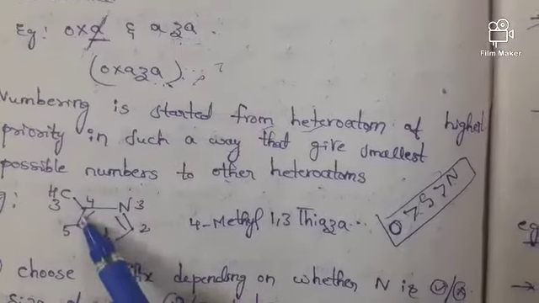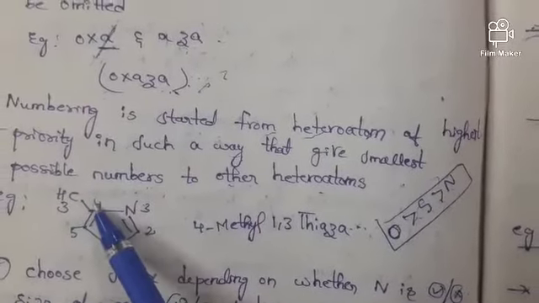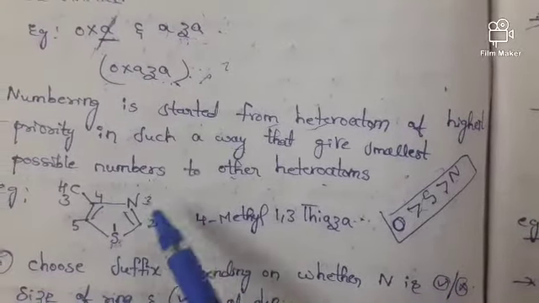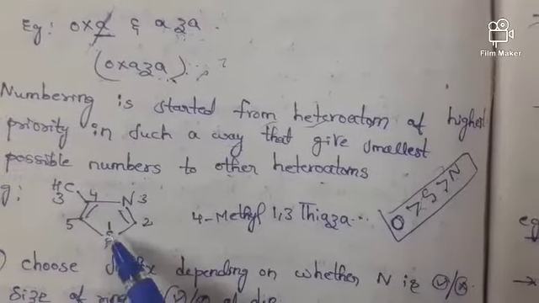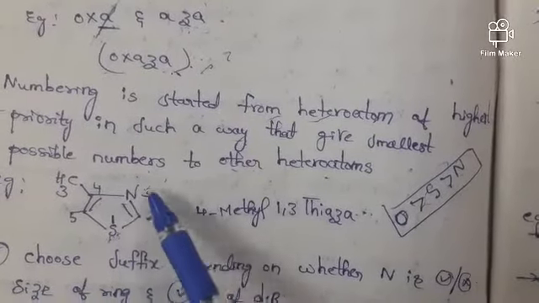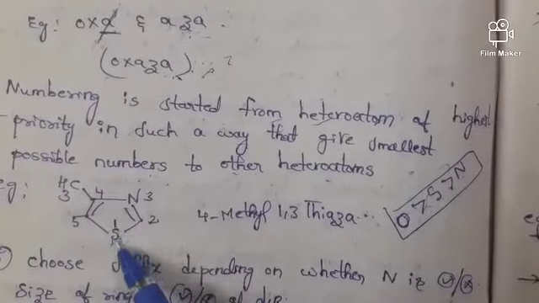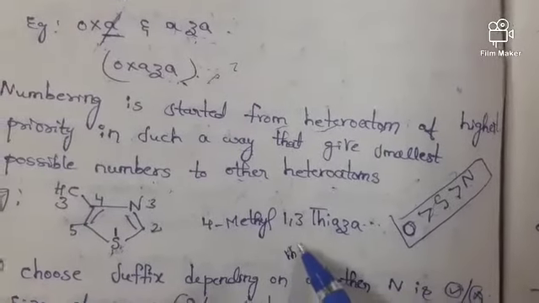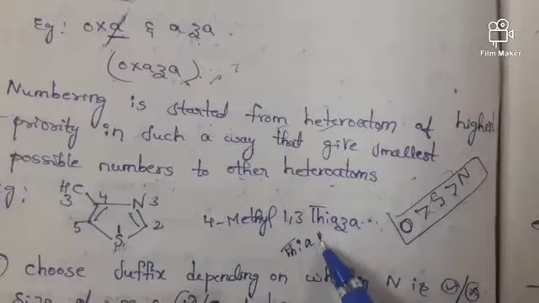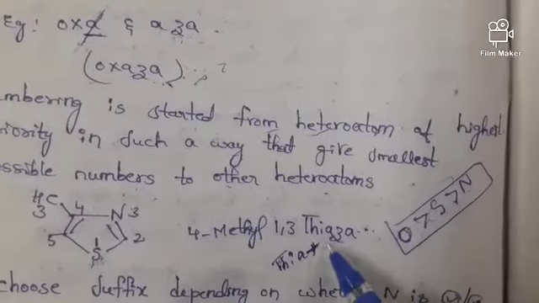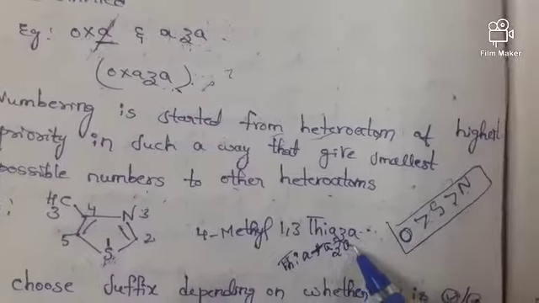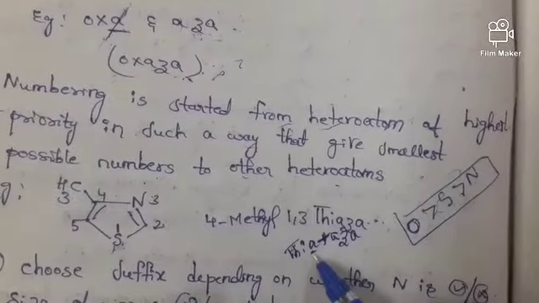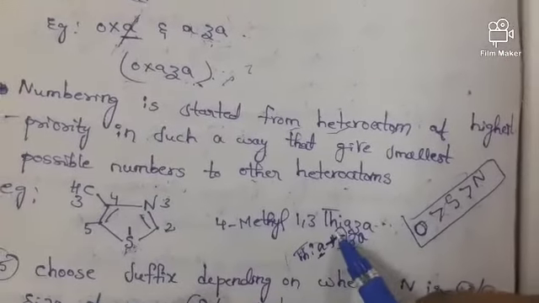Now just try to assign the name to this. At the fourth position we have the substituent, which is methyl. So 4-methyl. Next, at first and third positions we have the heteroatoms, so we should write 1,3. Here we have given first priority to sulfur, so our naming should be thia, plus this is the nitrogen. Nitrogen means aza. In our previous rule we discussed that we should look at the last letter of the first prefix and the first letter of the second prefix.